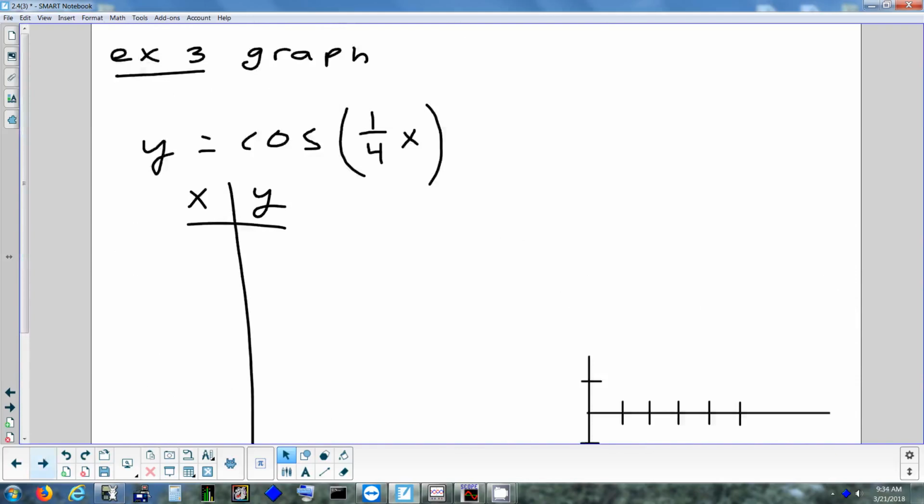All right, so Nathan, I'm coming back to you. What kind of transformation is that? Same one we just did. Which is? What was that? Someone help him out? What kind of transformation is that? Period change. That's a period change. Write it down. All right, so cosine 1/4 x is a period change.